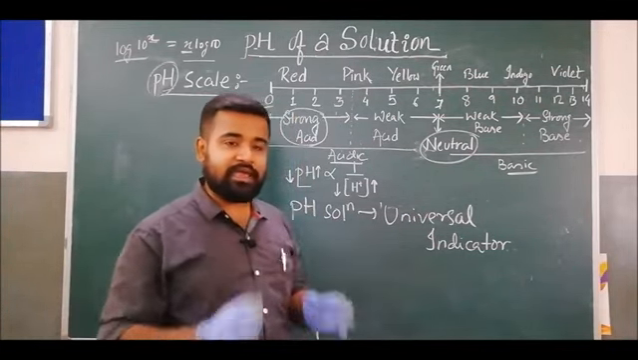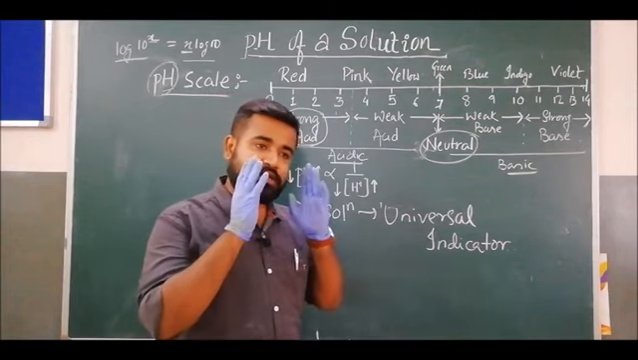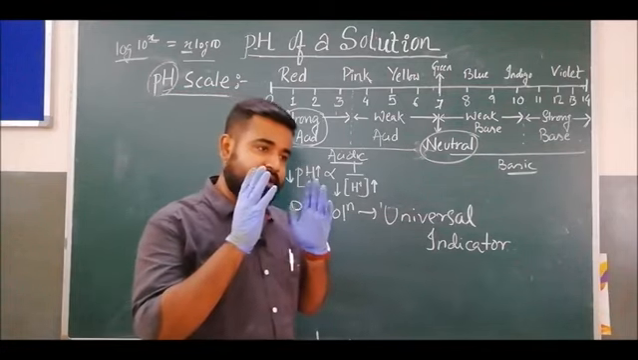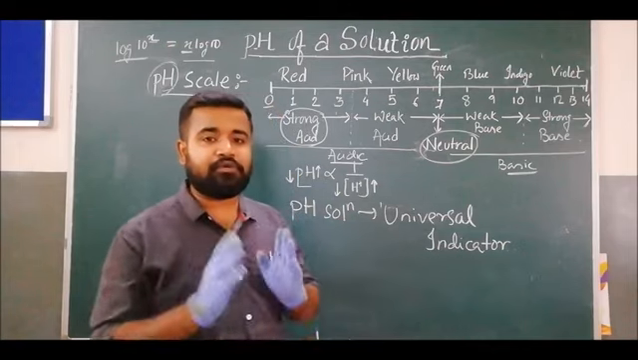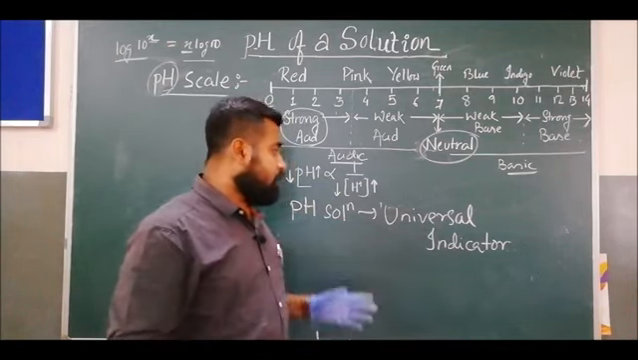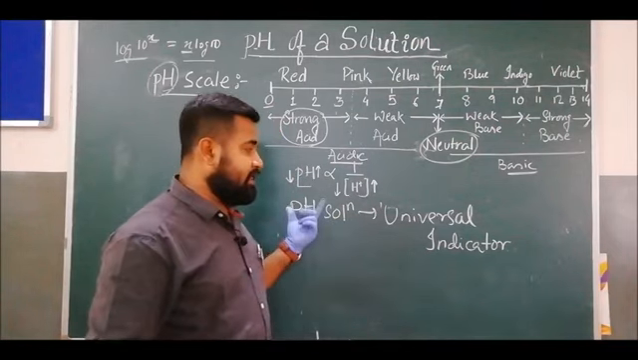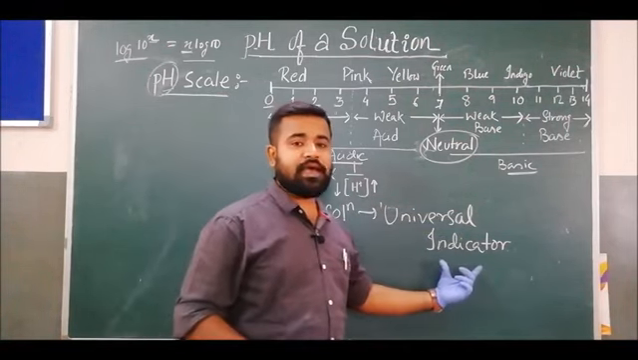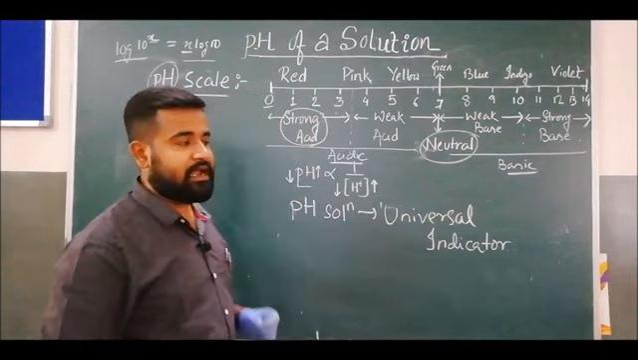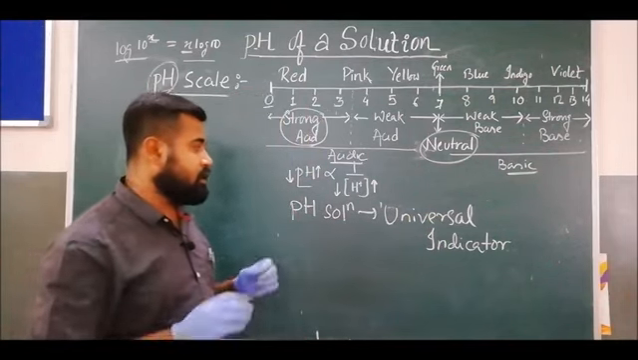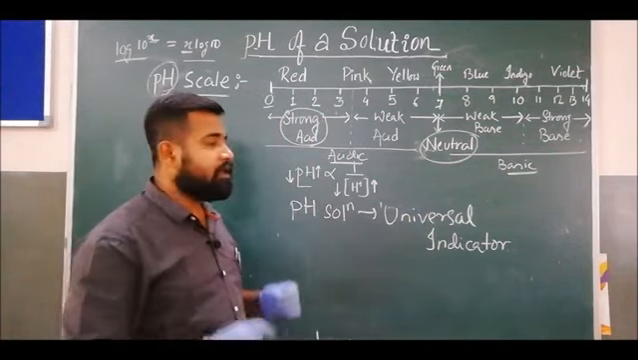But pH can give the account of all these things. It can tell the exact strength. It can tell whether it is strong or weak. It can say it is acidic or basic or neutral. Everything can be determined by the pH solution, and that's why the pH solution is called the universal indicator.